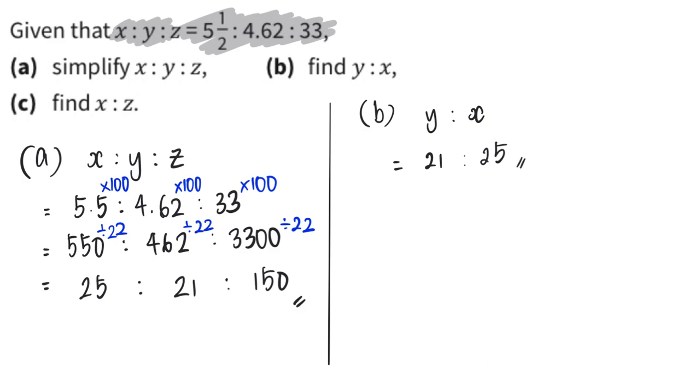Okay, for part C, where we are required to find the ratio for x is to z, x is 25, z is 150. Aha, both can be divided by 25 actually, and therefore I will get 1 is to 6, and that will be the simplest form for this question.